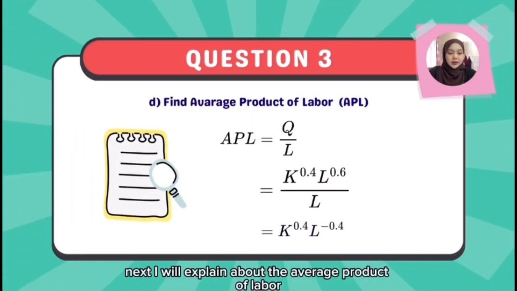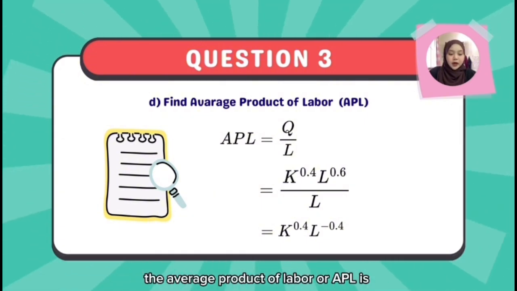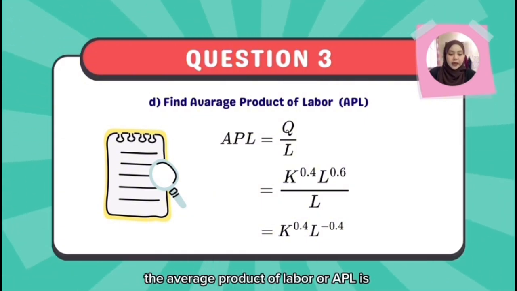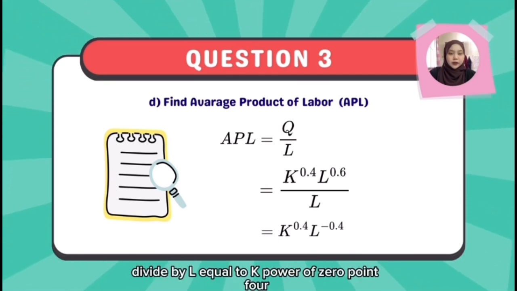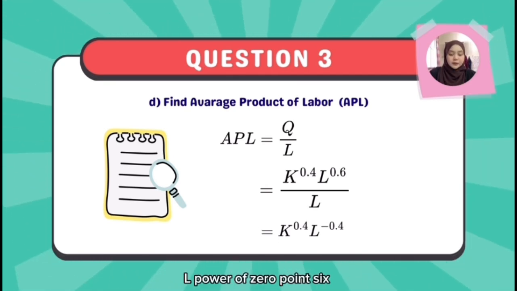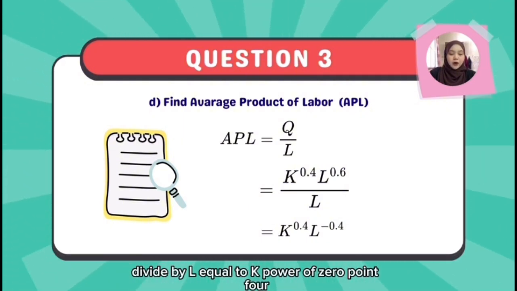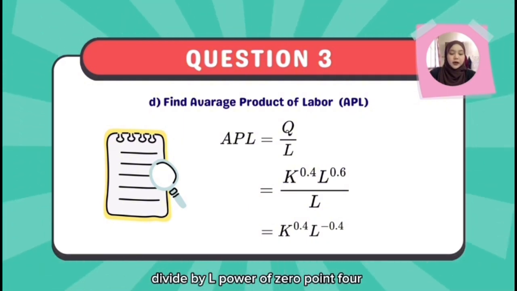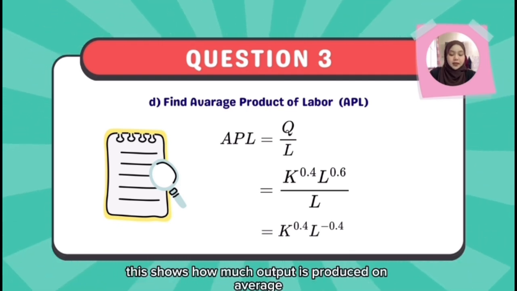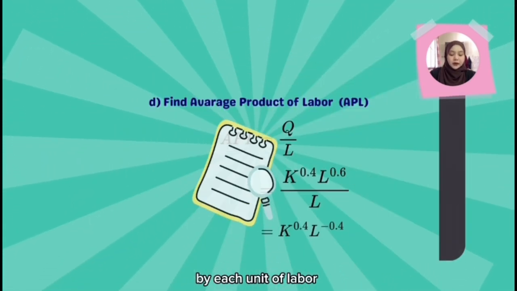Next, I will explain the average product of labor. The average product of labor, or APL, is APL equal to Q divided by L, equal to K to the power of 0.4, L to the power of 0.6 divided by L, equal to K to the power of 0.4 divided by L to the power of 0.4. This shows how much output is produced on average by each unit of labor.